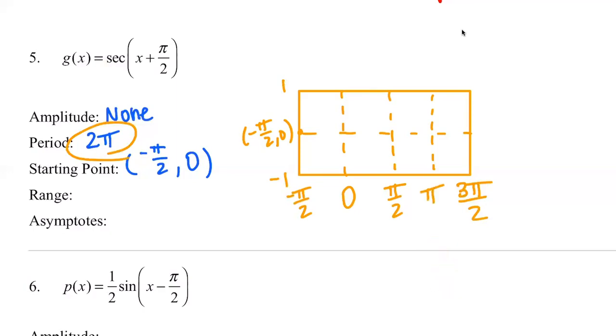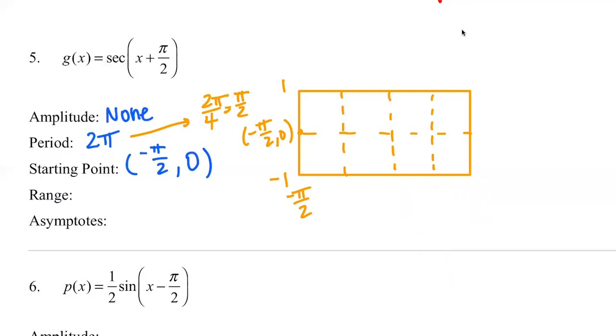Now maybe you would rather take 2 pi and divide it by 4. Well, that would be pi over 2. Then we could just add pi over 2 4 times. So negative pi over 2 plus pi over 2 plus pi over 2 plus pi over 2 plus pi over 2. That one worked out pretty nicely, didn't it?